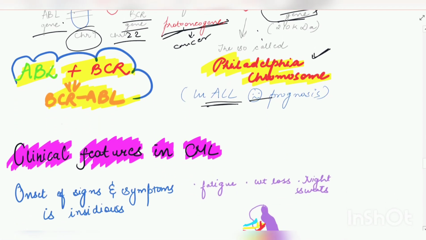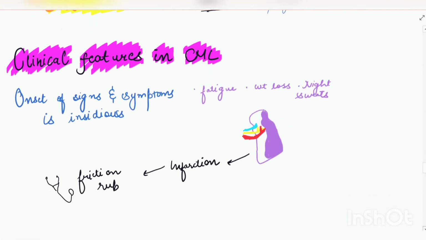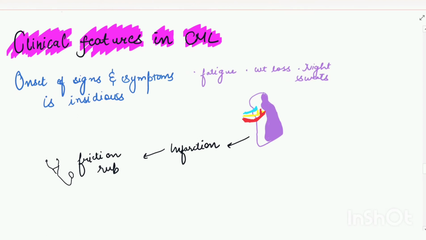So, clinical features in CML. How does the patient present in the hospital? All patients present to a doctor. First of all, we should note here that the patient will have non-specific symptoms, which won't give the diagnosis. So we have fatigue, weight loss, night sweats, right? And these symptoms are insidious.